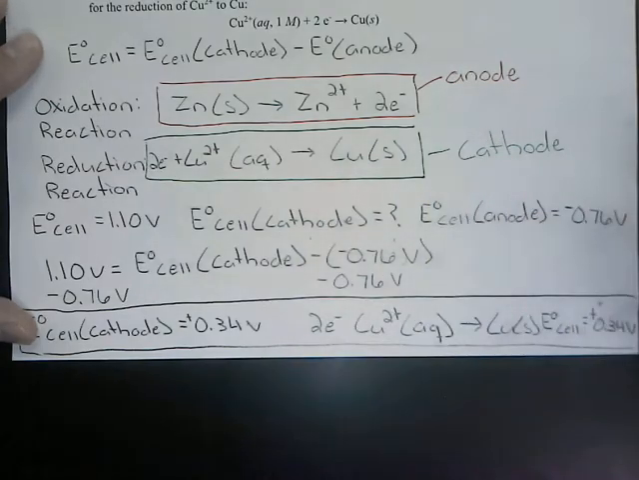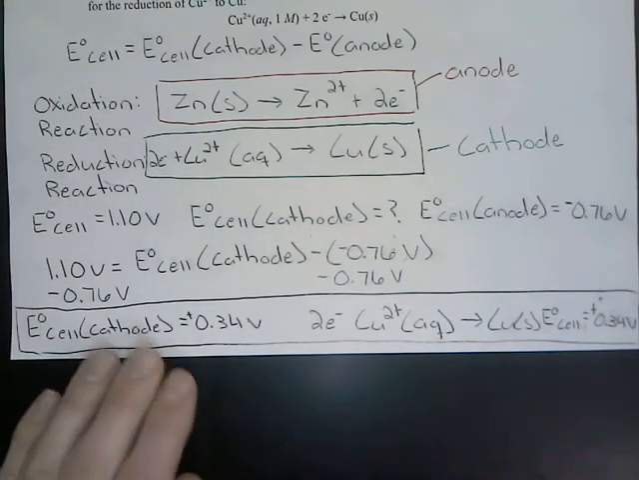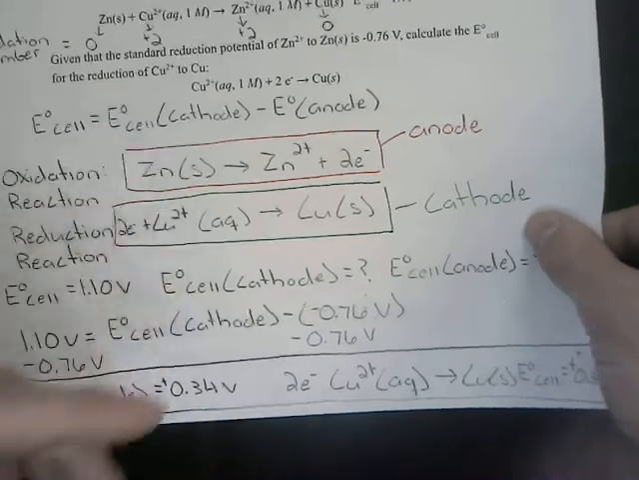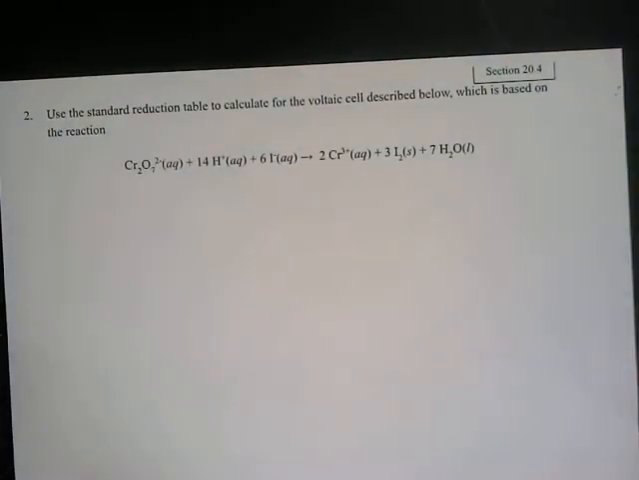All right, so we are now going to go a little bit more into depth, into detail here with our equation of our standard cell potential. The next problem here does not get into as much detail telling you what is reduced or what is oxidized. That's our job, that we have to go find this here. So it says, hey, use the standard reduction tables to calculate the voltaic cell described below, which uses this particular reaction.